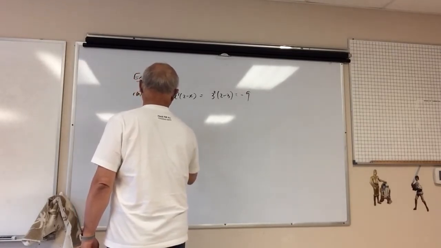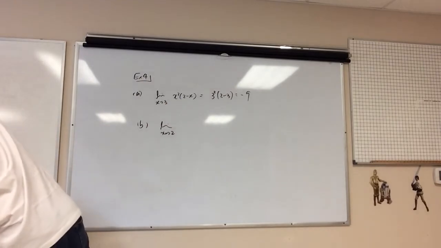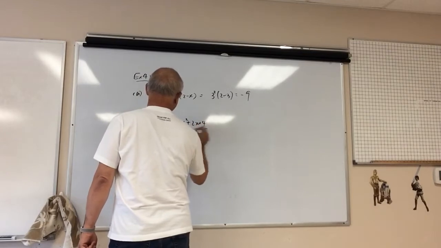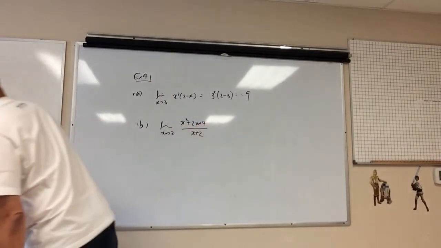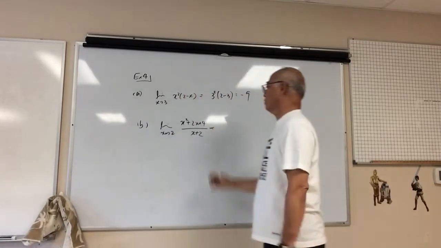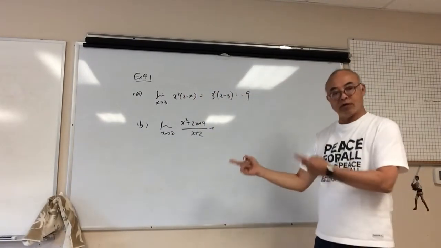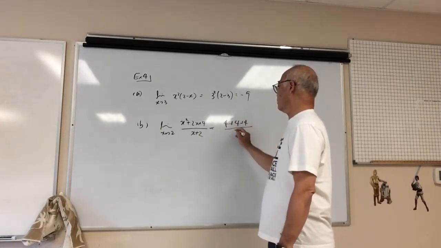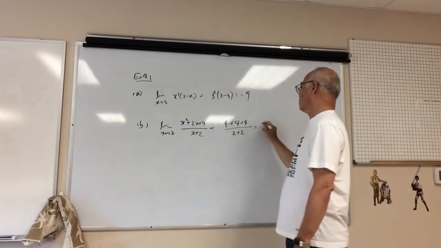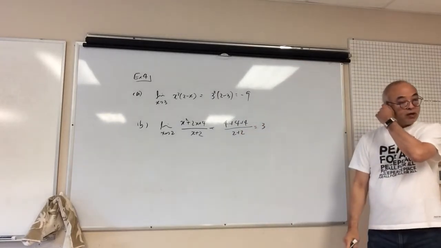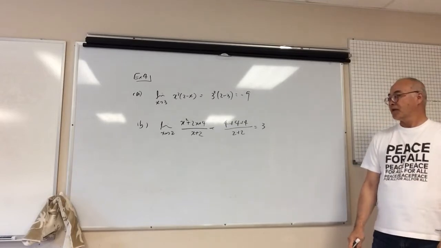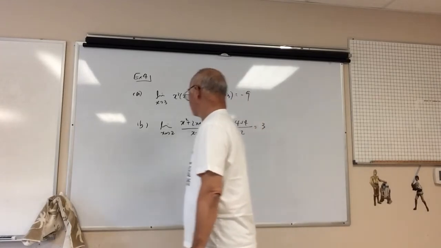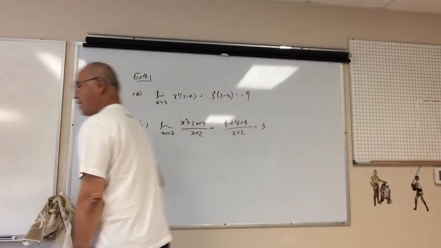Then the next one: the limit as x goes to 2 of x squared plus 2x plus 4, is that correct? There's an x plus 2 on the bottom. Okay, so here we go. Again, where x is, I'm just going to put the 2 in, so I'm going to get 4 plus 4 plus 4 over 2 plus 2. That's 12 divided by 4. All right, so that's that.